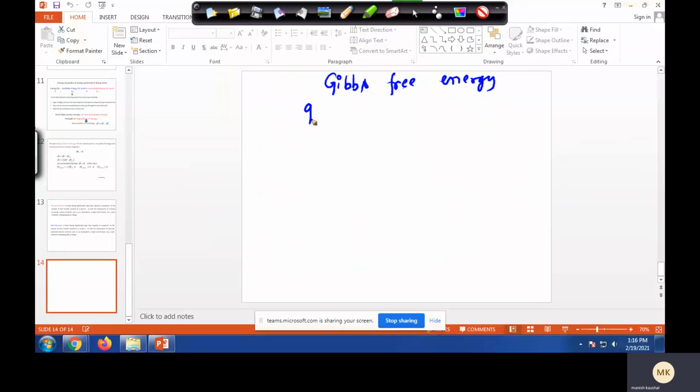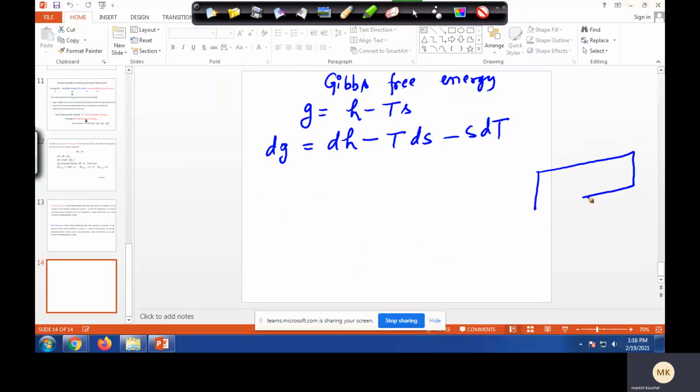An expression of that is G is H minus TS. Again, you can notice G is a state property because H is a state property, S is also, and T is a state variable. So dG we can write dH minus TdS minus SdT. And if you remember our relation of dH, you can go back.